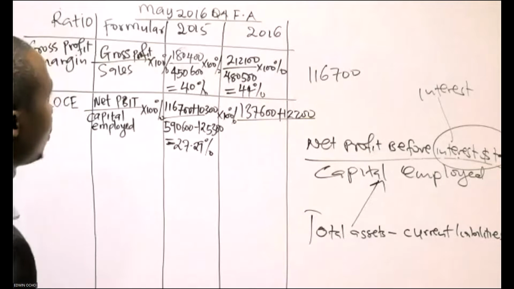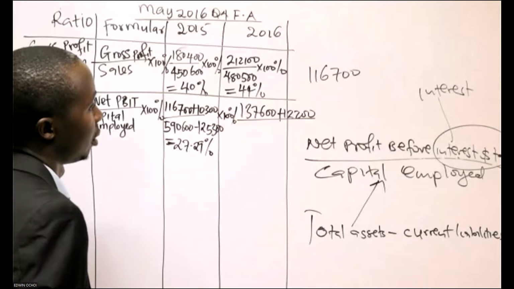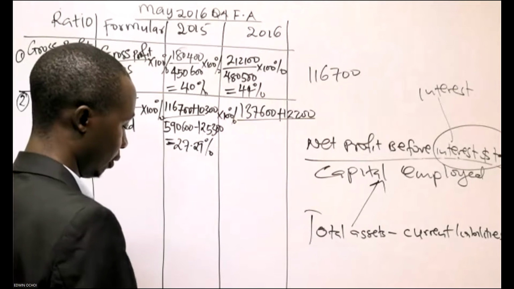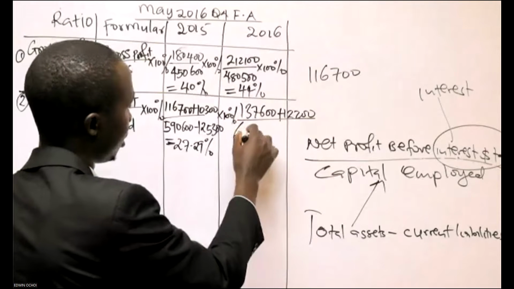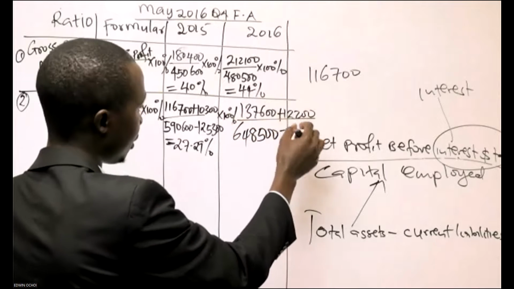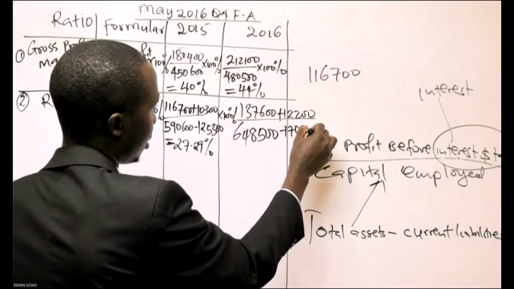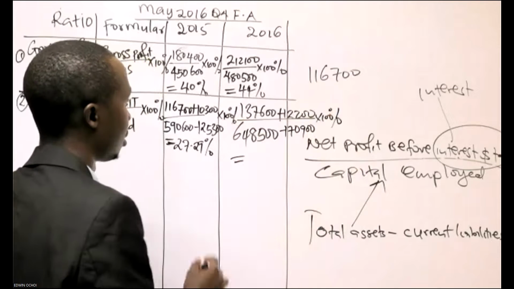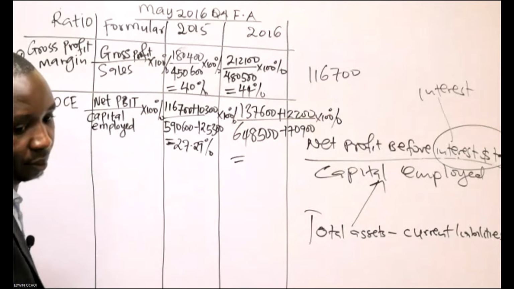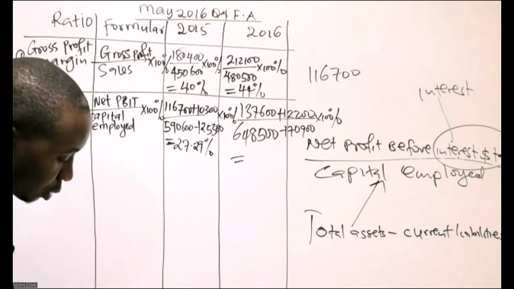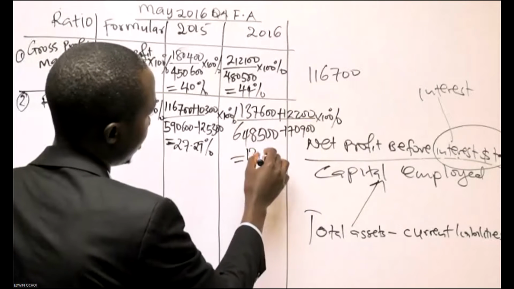Then total assets 648,500 minus 170,900, times 100%. So someone is giving me an answer of 31.37%.